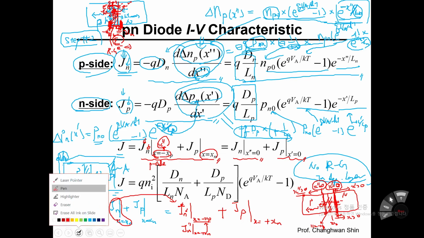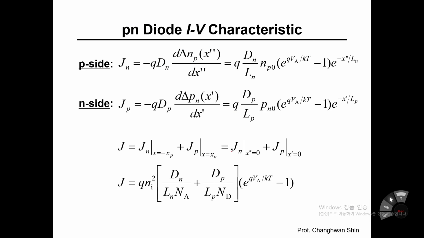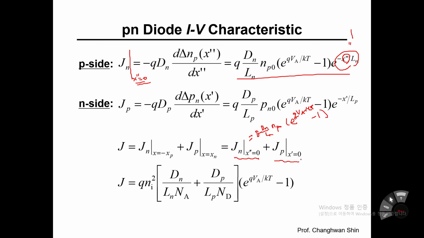Let me erase my note. So now going back to the first equation shown in this lecture note, when x2 prime is 0, plug in the 0 value into x2 prime here. Then the exponential to the 0 means 1, right? So this component can be written as q Dn over Ln times np0 times exponential of qVa over kT minus 1. What about this? Yes, go to the second line here. Jp when x prime is 0. Plug in 0 here, then the last term's value is 1. So the second term is q Dp over Lp times pn0 times exponential of qVa over kT minus 1.